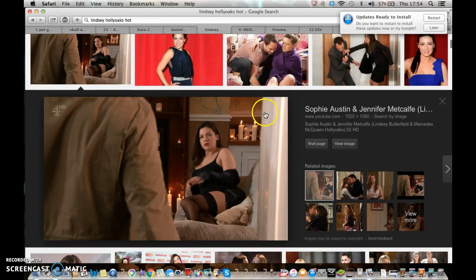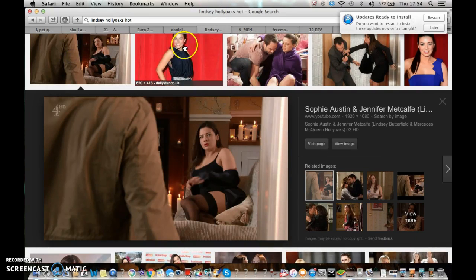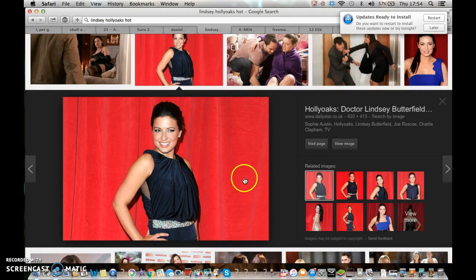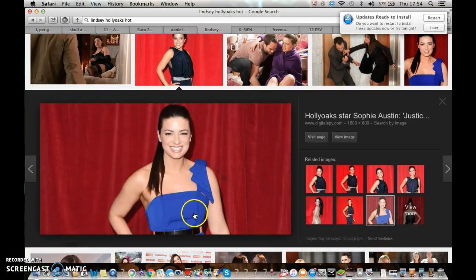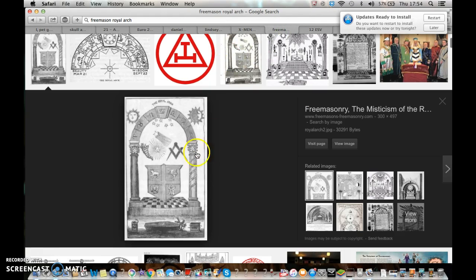See how the candles are even shown in Hollyoaks? But you're distracted by this Lindsay character because she's so sexy. And it's because, look, Illuminati Mutual Assured Distraction. MAD. Mad. And see how she's even got a red curtain behind her for Satan? But she's wearing blue in this picture for Jesus Christ. See, even these candles are shown in this X-Men Apocalypse Quicksilver Sky ad as well. And these two candles represent these two pillars of Freemasonry.